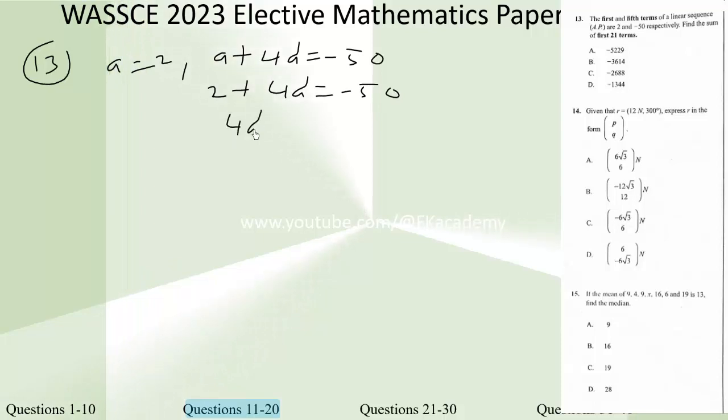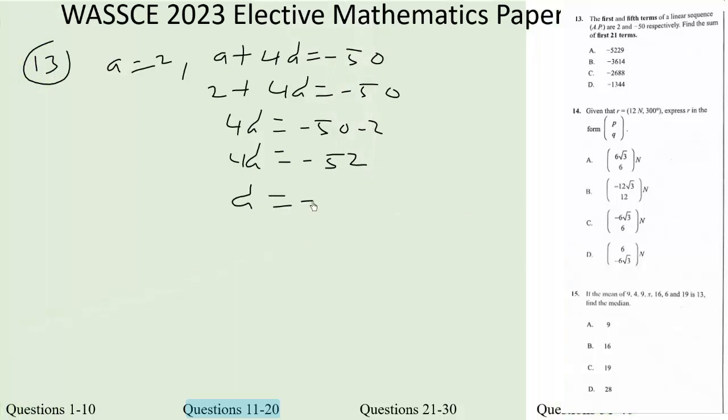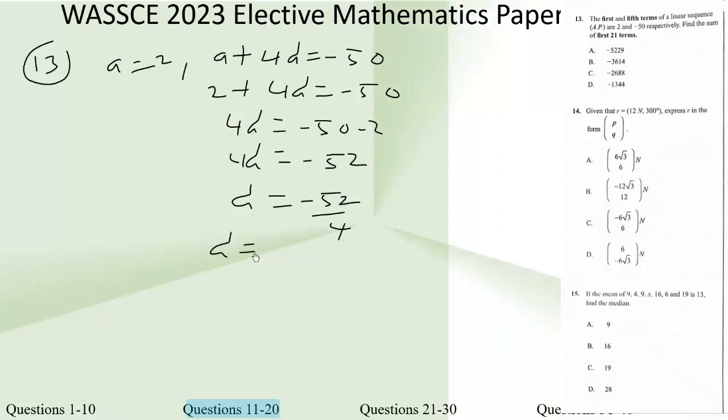So 4d will be equal to negative 50 minus 2. So 4d will be equal to negative 52. So d will be equal to negative 52 over 4. And 4 will go into 52 13 times. So d is equal to negative 13.